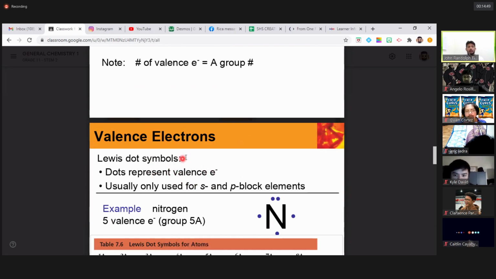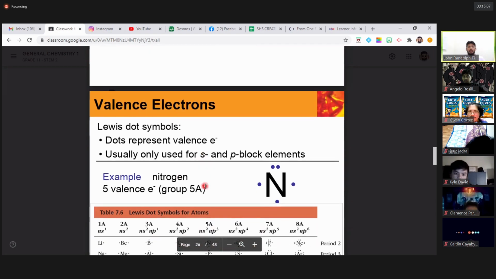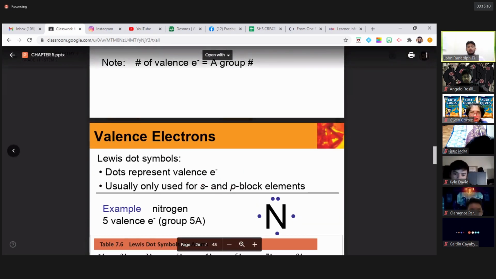So for the Lewis dot symbols naman, guys, this is how you are going to write your Lewis dot symbol for each element, depending on what group number it belongs to. Lewis dot symbol, that represents the number of valence electron. Okay, it is usually used for the S and P block elements. So example, nitrogen. Anong group number ang nitrogen dyan? Group 5. Diba sinabi natin kanina, group 5. Now, when you write your valence electron, guys, do not write it this way. Okay. Here's the correct one. Diba ito yung nitrogen natin. You write first the element symbol, and then you write the dot.